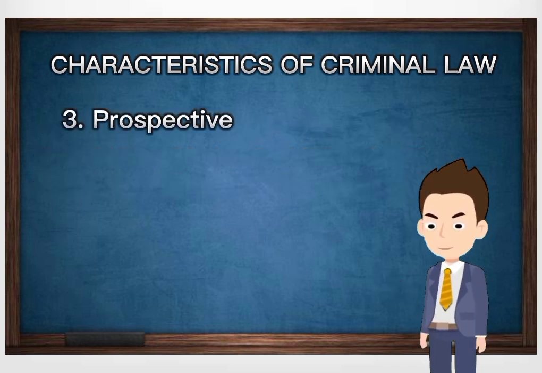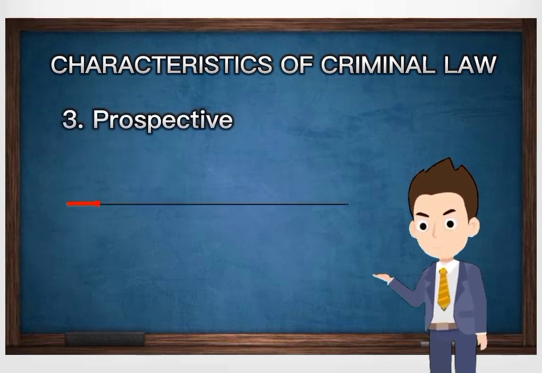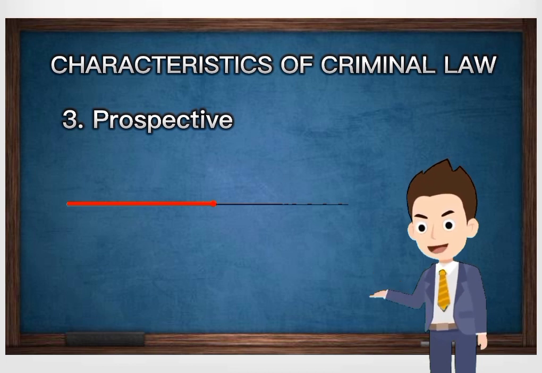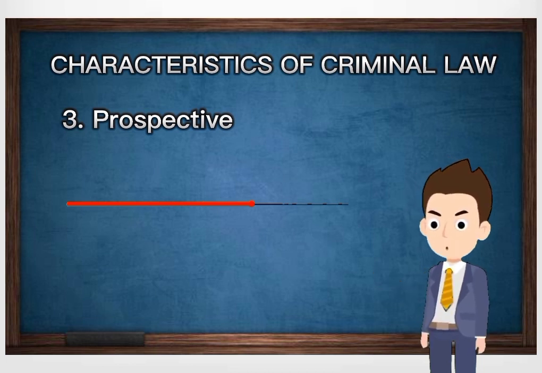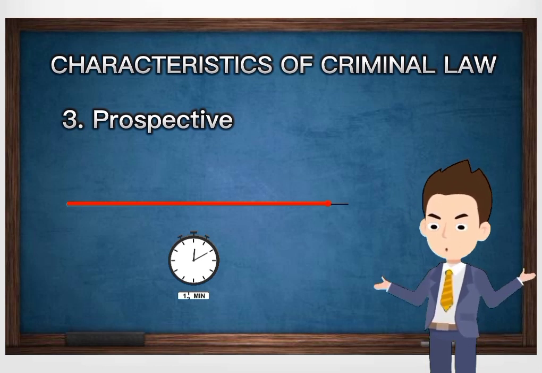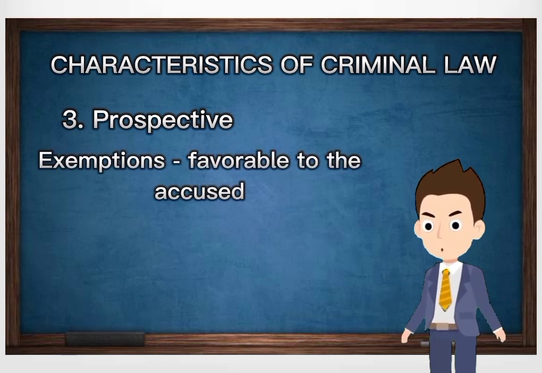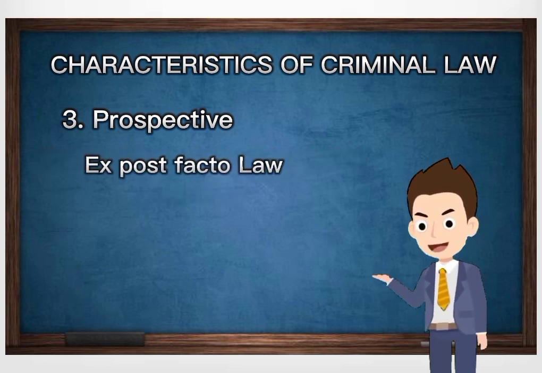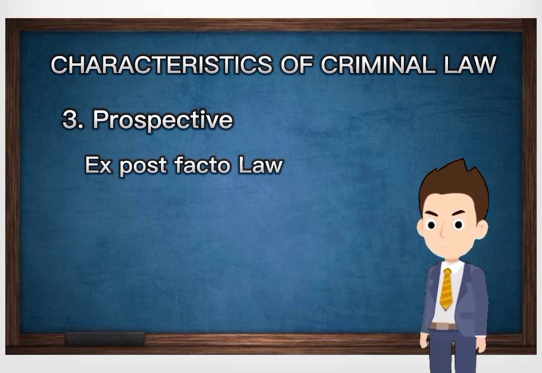The third characteristic of criminal law is prospectivity. It states that penal laws cannot make an act punishable in a manner in which it was not punishable when committed. So basically, it refers to time. However, the law may be applied retroactively when the new law is favorable to the accused. Always remember that no ex post facto law or bill of attainder shall be enacted.